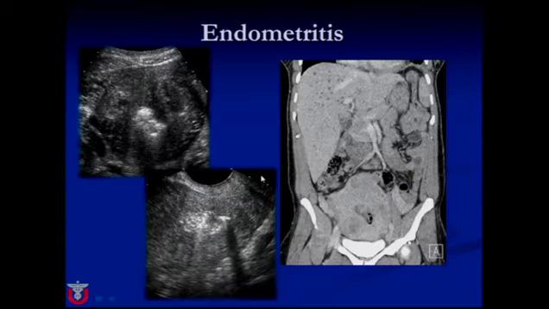Endometritis is very often a clinical diagnosis, but sometimes we are asked to evaluate patients. This lady was 44 and had had a vaginal delivery after a very complicated pregnancy. She'd been discharged and came back to the emergency room, febrile, hypotensive, generally extremely unwell. On transabdominal scanning, you can see here's the transducer footprint on the abdomen. This is transverse through the uterus.